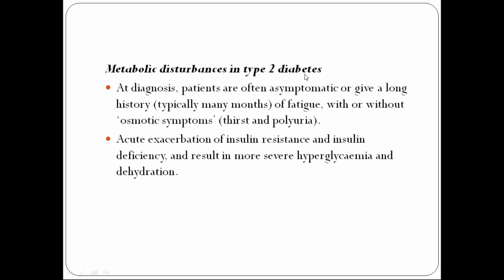And what are the metabolic disturbances in type 2 diabetes? It is the same as that of type 1 diabetes, and there will be a history of fatigue and osmotic symptoms. When there is insulin resistance and insulin deficiency, there will be hyperglycemia, leading to glycosuria, dehydration and all those conditions.